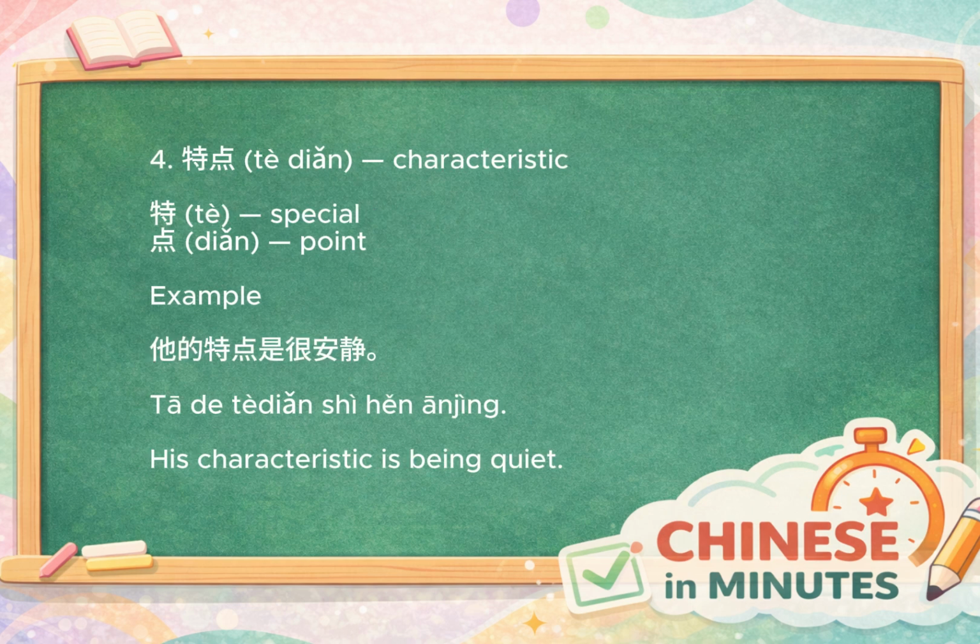The fourth word is 特点. This means characteristic or feature. It is made up of 特, meaning special, and 点, meaning point. So literally, it means special point, and in real usage, it refers to what makes someone or something unique. For example, 他的特点是很安静 means his characteristic is being very quiet. This word is commonly used when describing people, products, or situations.